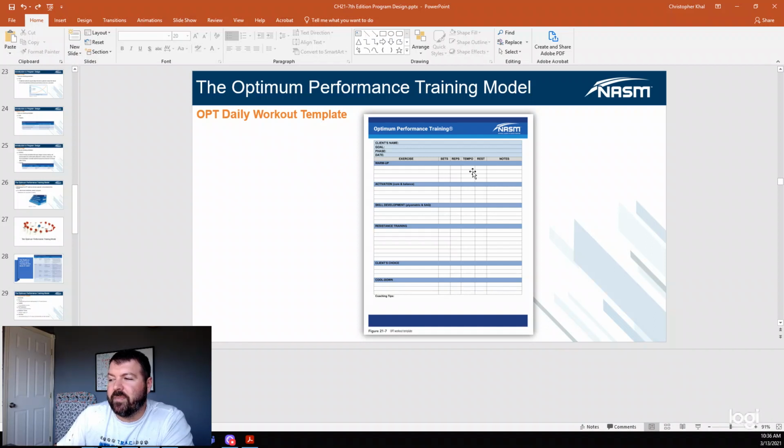And here is their template that they use. The one I have posted up here is very similar. You can edit this however you want. You can make your own. This can help you kind of dictate some of this.